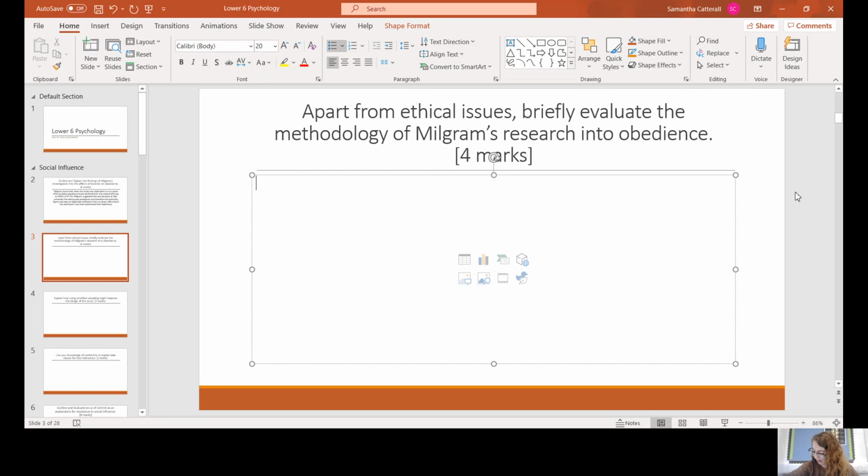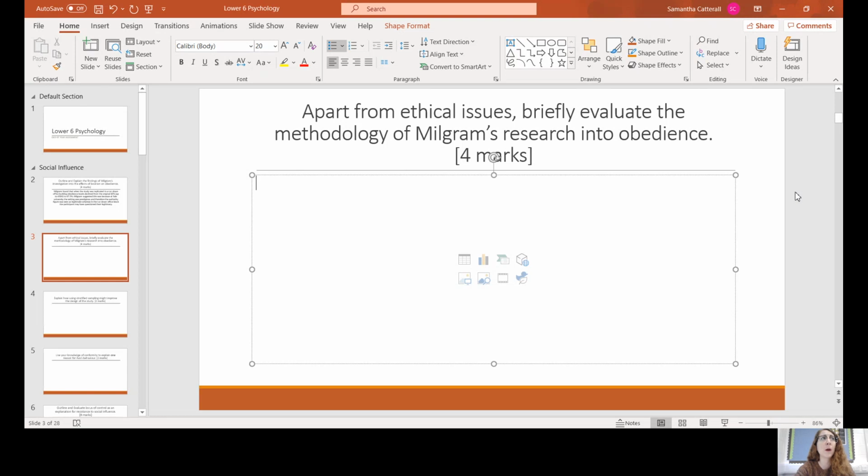I think you can get all marks for one point, but it'd have to be really detailed and amazing. So it's unlikely that that's ever going to happen, because it's in exam conditions and stuff. So just to secure the marks, do two points.